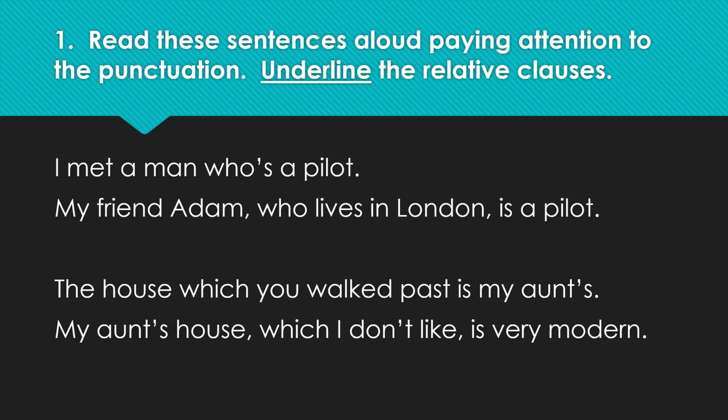Now, read these sentences aloud, paying attention to the punctuation. Underline the relative clauses. We'll get to the underlining in a moment, but let me read these aloud for you. Listen carefully and pay attention. I met a man who's a pilot. My friend Adam, who lives in London, is a pilot. The house which you walked past is my aunt's. My aunt's house, which I don't like, is very modern.